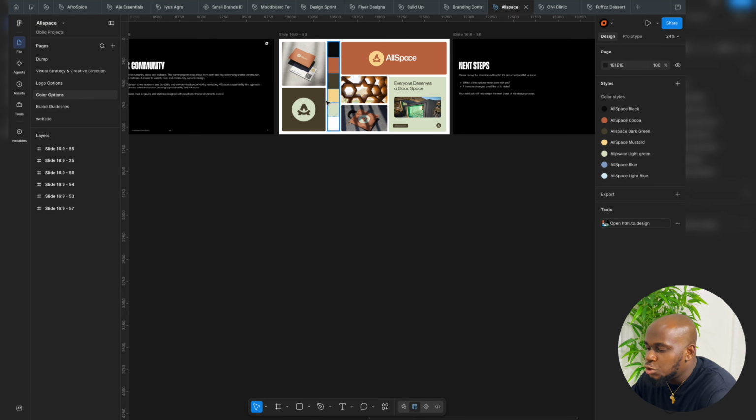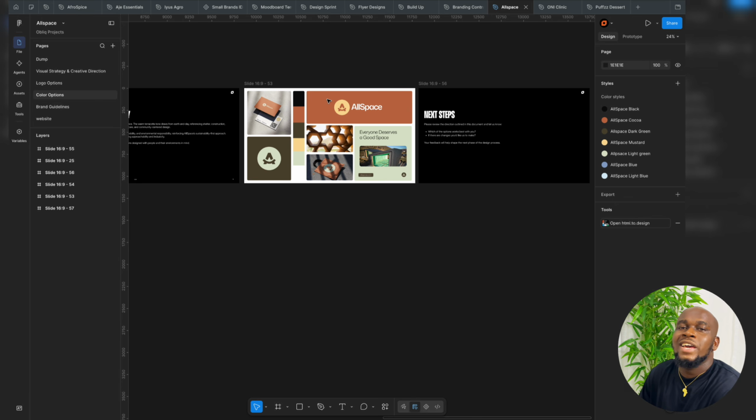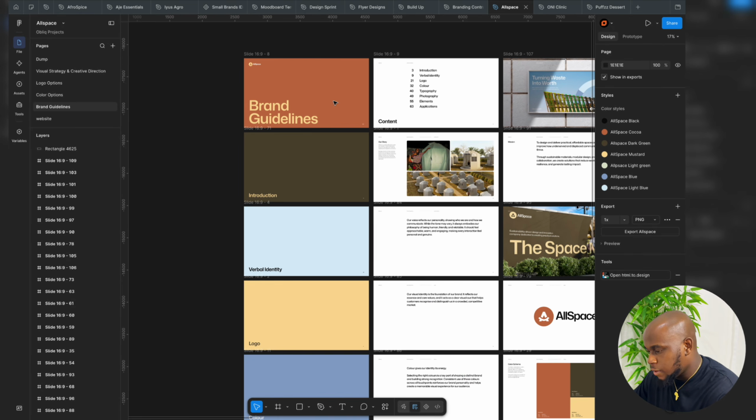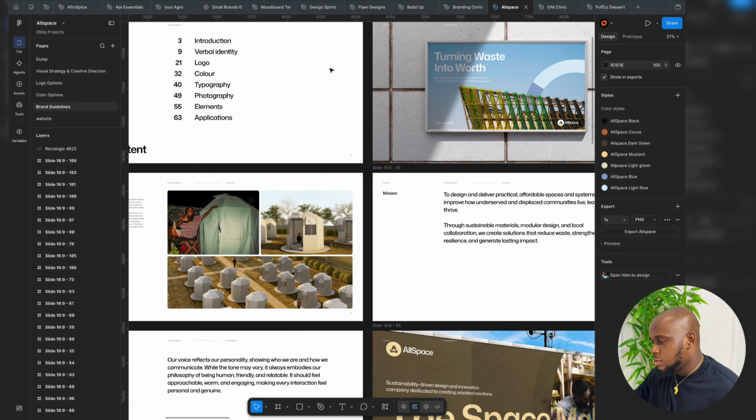And so after we had chosen the logo, the next thing was to expand on the brand. I'm just going to show you the brand guide, then show you how we're able to expand on the brand. So this is what the brand guide looks like. So this is the brand guide.